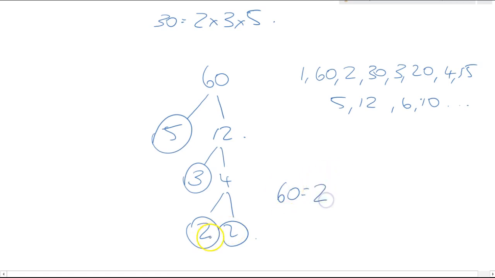Okay, 2 to the power of, actually, sorry, let's express it properly first. 2 times 2 times 3 times 5. That would be a very highly suggested way to work out your answer there. 2 to the power of 2, because there's 2 of them, times 3 times 5. Okay, good luck.